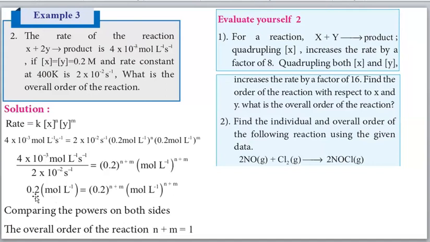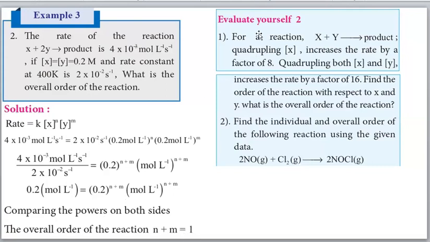Now you see from this equation, balancing the left side and right side, what will we get? See here also 0.2 is there, here 0.2, here the power is N plus M. Here there is no power term. So we can say N plus M is equal to 1. Here no power term means there is 1. So N plus M is equal to 1. That's the overall order of the reaction.